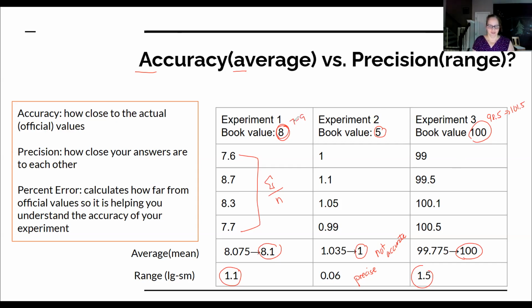Which one is worse? This guy is worse. This is not as precise. It seems like it is because it has a smaller number, but you got to compare it to what we're dealing with. We need to be around 8, and we're 1 off from around 8. Whereas up here, we're 1 off from 100. So getting a 98.5 on a test, you're going to go, okay, yeah, that's not a big deal.